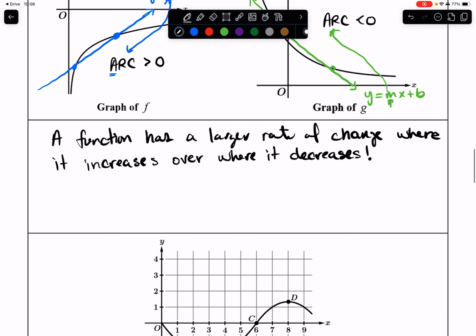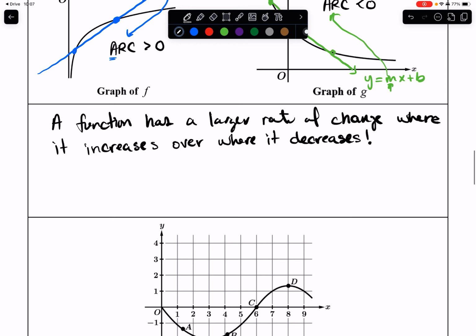And then of course it's the same thing the other way around. A function has a smaller rate of change where the graph decreases over where it increases. So any part where the graph is increasing, that rate of change will always be bigger than places where the graph is decreasing, because the rate of change there is going to be negative every single time.